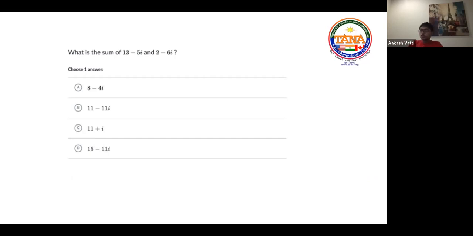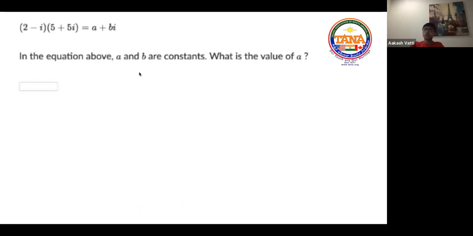All right, so for this one, the way you do this is you're given 13 minus 5i plus 2 minus 6i. So I'll add like terms, 15, and subtract like terms, minus 11i. So D. That one's simple and easy. All right. Here's another problem. I'll give you guys 2 minutes to do this one.